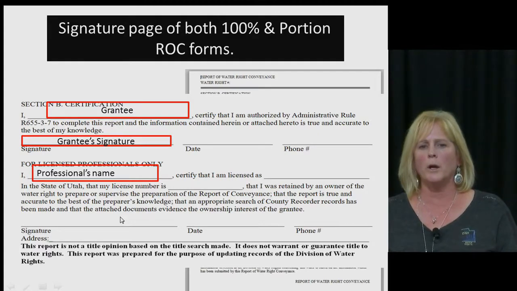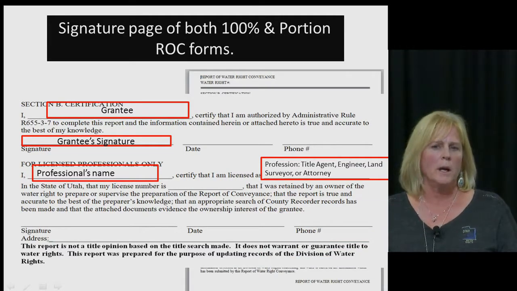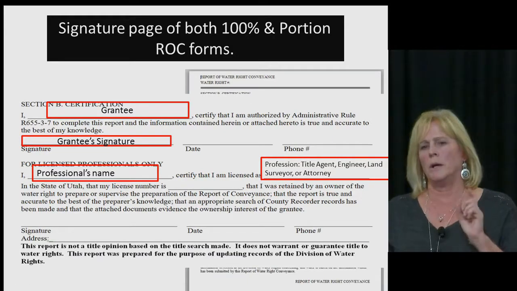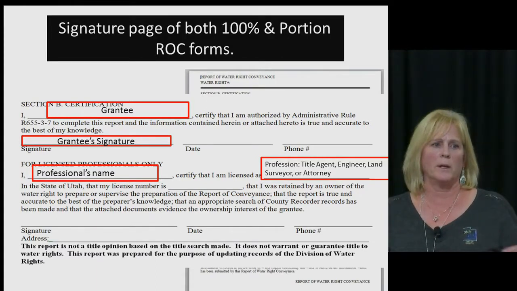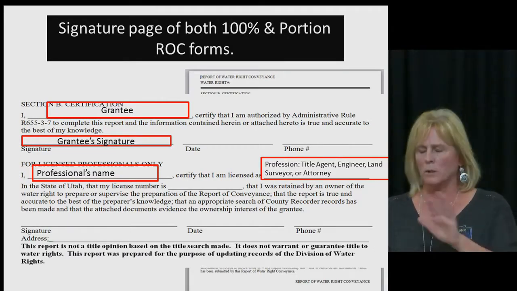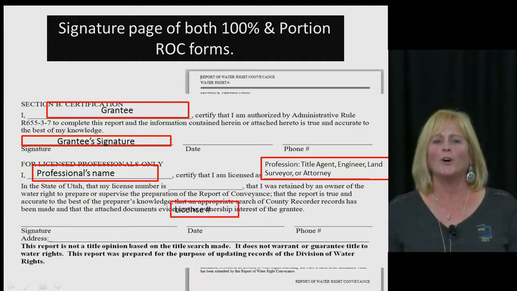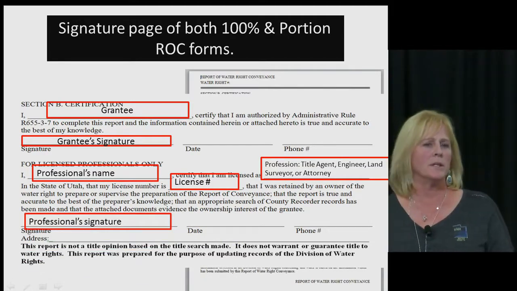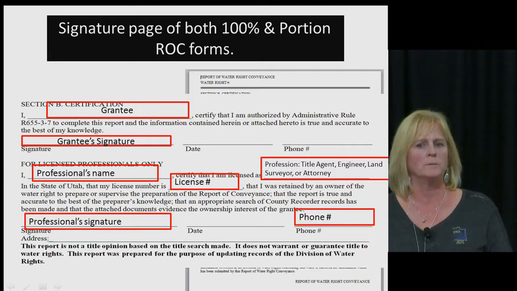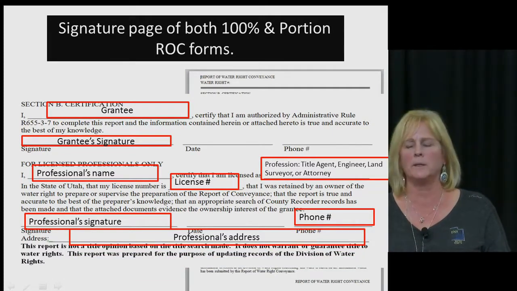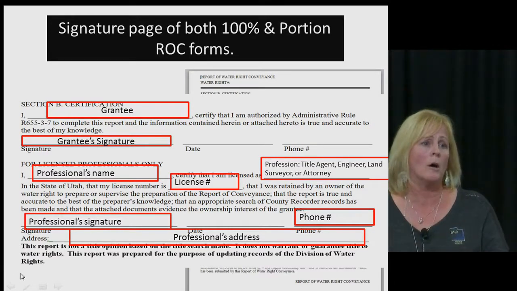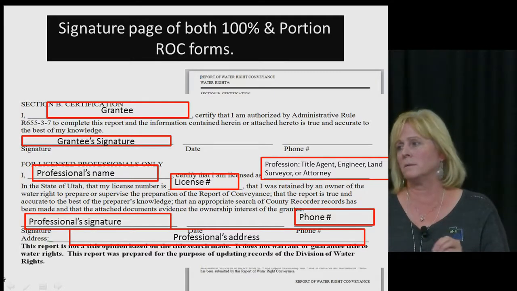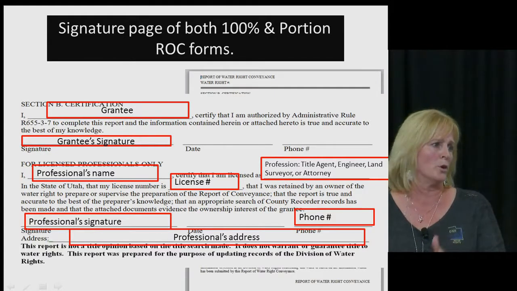Okay, and we will require the professional name, the profession, and just a side note, an escrow officer does not do a report of conveyance. The title agent has to sign off. It can't be the escrow officer. And don't ask me why, because I don't know, but that's what has to be done. Okay, and you need your license number, the professional signature, and a phone number and an address, because that is for us to send it back or for us to call you. If it's something little, we'll call. If it's something that's got a lot of work to be done, we'll send it back.